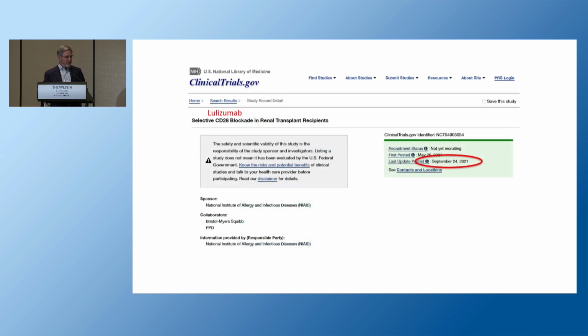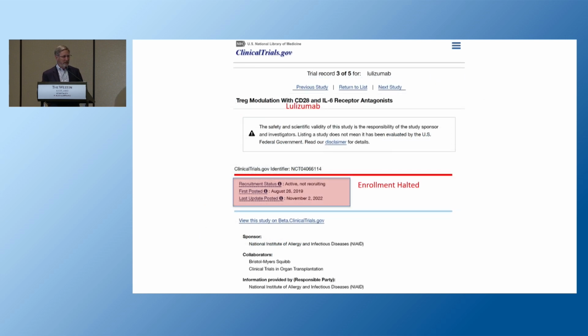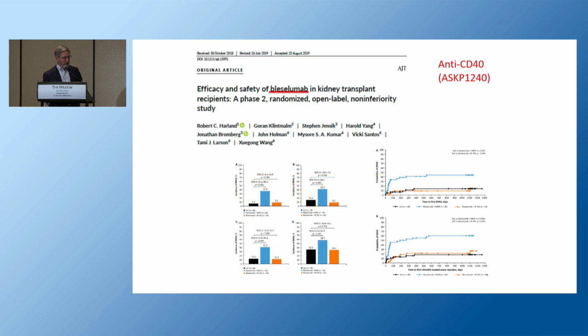There is another CD28 specific molecule that's out there, lulizumab. This has been preparing for clinical trials, at least according to clinicaltrials.gov, for almost 2 years. We're sort of waiting to see where that's going to happen. There was a small experience with lulizumab in humans in a trial run by Flavio Vincenti, but enrollment was halted in that trial based on concerns that efficacy, at least for this regimen, was not particularly good. Very small experience, though.